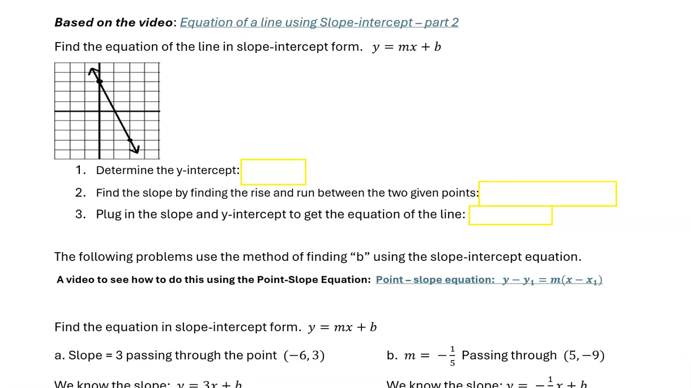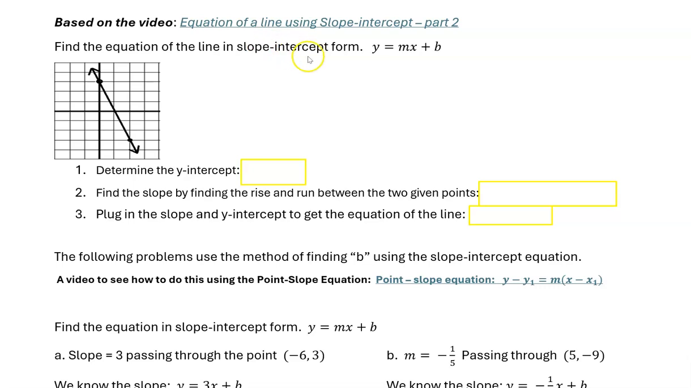Today I'm talking about finding the equation of a line, and I'm going to do three different videos. This is the first one of that part. I'm going to use the slope-intercept form to find the equation of the line in slope-intercept form. You might have heard your instructor talking about the point-slope equation, and I do have a video on how to do that, but I'm not going to be using the point-slope equation for these videos.